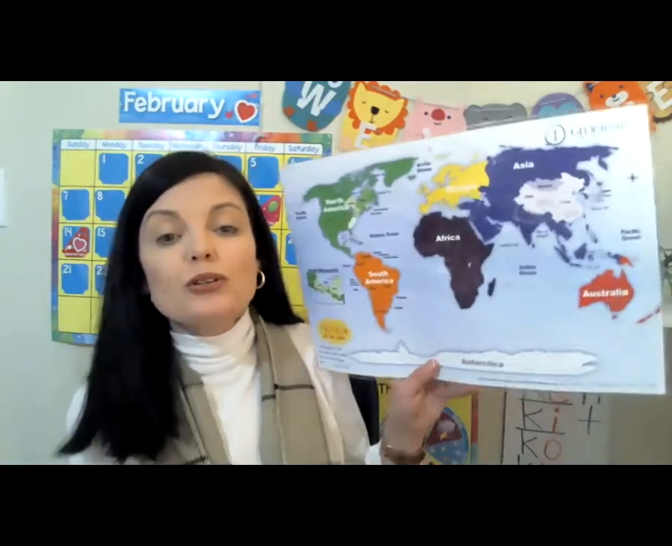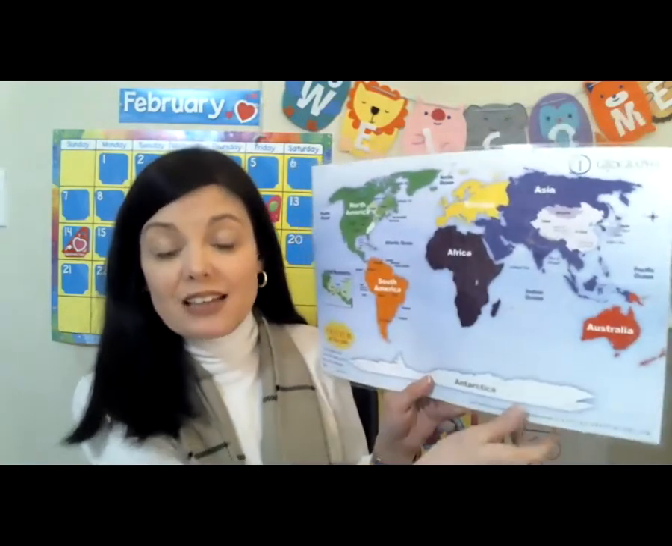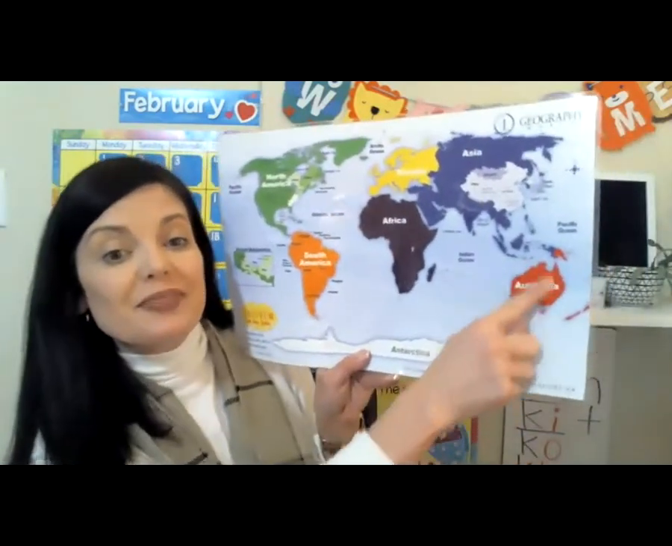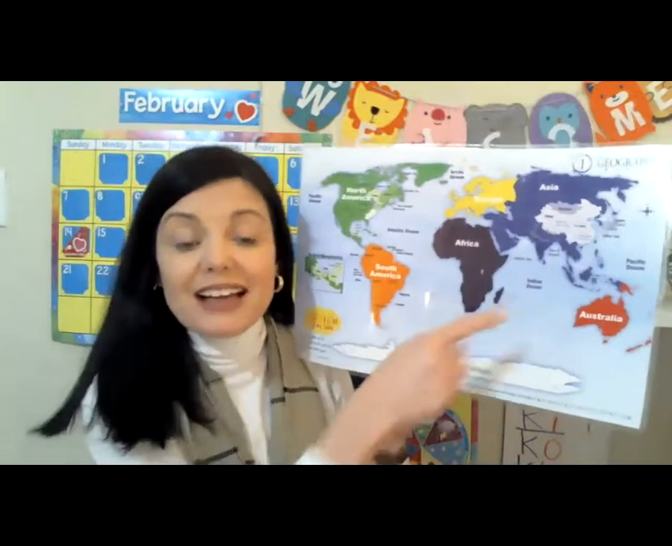This is a world map. There are 7 continents in the world. One of those continents is Australia. This is Australia, and that's where koala bears live. Let's take a look at some more things that we can learn about koala bears.